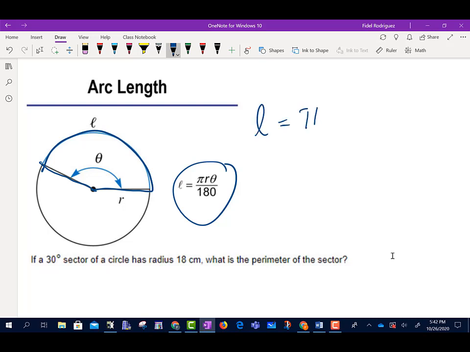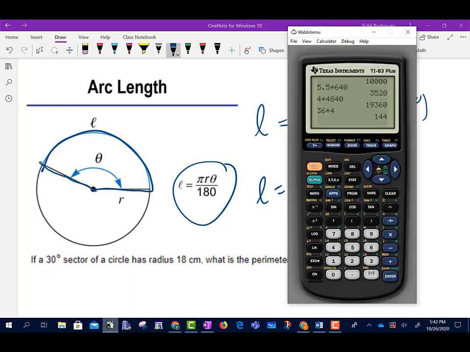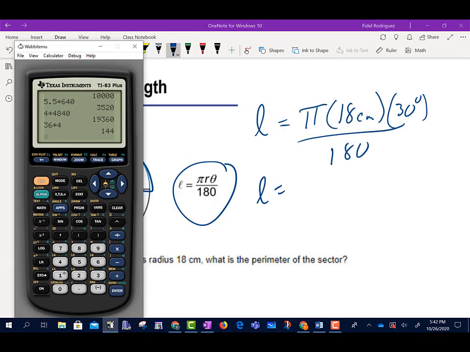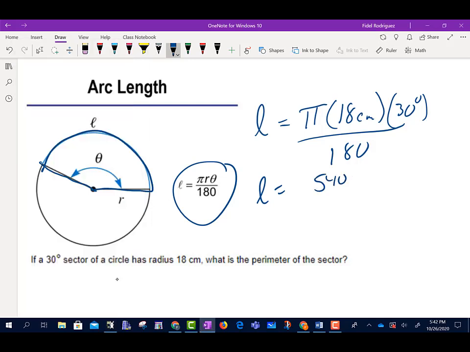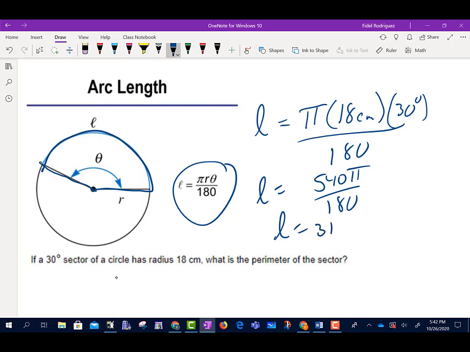So the length is going to be pi times the radius, which they told us was 18 centimeters, times our angle, which was 30 degrees, all over 180. Okay. And so let me see if we can do some of this stuff on our calculator. So I'm going to take 18 times 30, and that's giving me 540 pi over 180. And I think we can divide 540 by 180, actually. Yes. So the length is 3 pi. This is in centimeters.